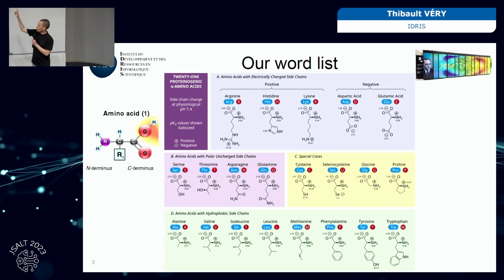An amino acid is this thing here. We have a common building block, a chain that we call the backbone, and with the R1 here, you have a side chain that is different for each amino acid. So here you have the list, and you have several groups of amino acids. They have different properties, and with those properties, they will be able to form the proteins.